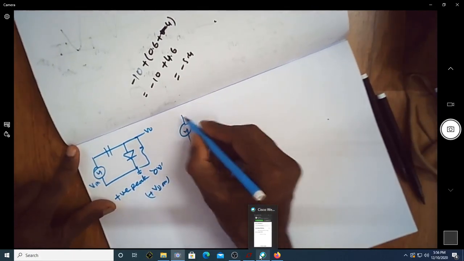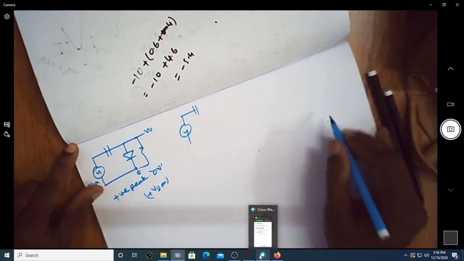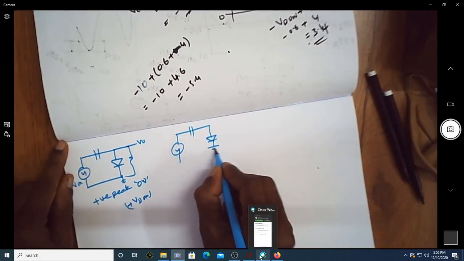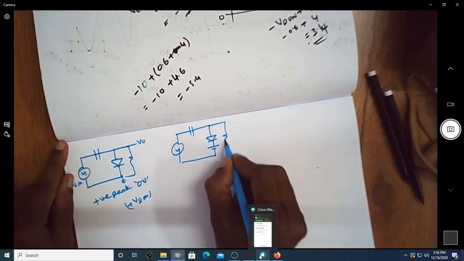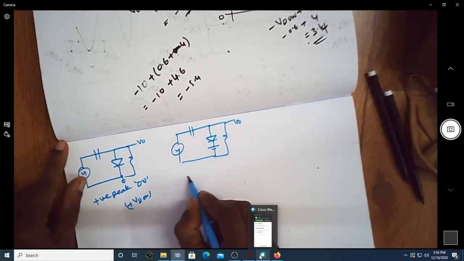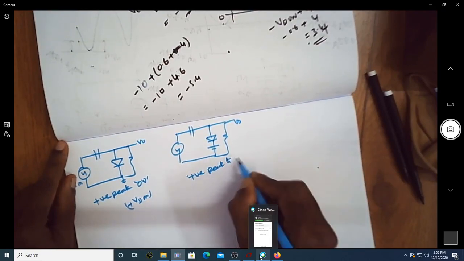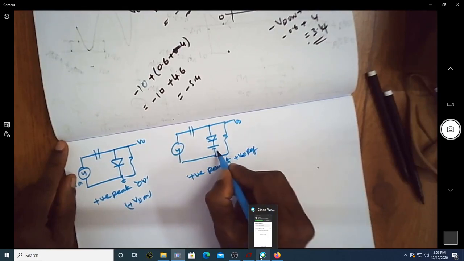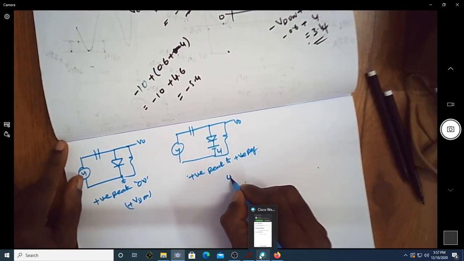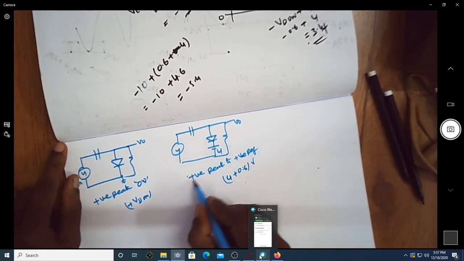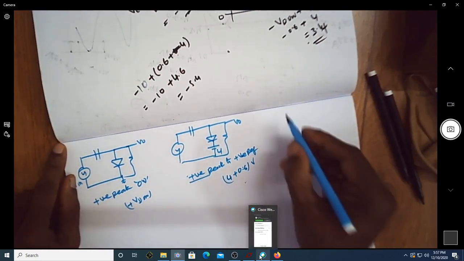Again you have the next circuit. This is again the same positive peak clamped to a positive reference voltage. This is V naught. So positive peak to positive reference. Suppose it is 4 volt, it is 4 plus 0.6. So this is the clamped voltage. What is clamped? Positive peak is clamped there.